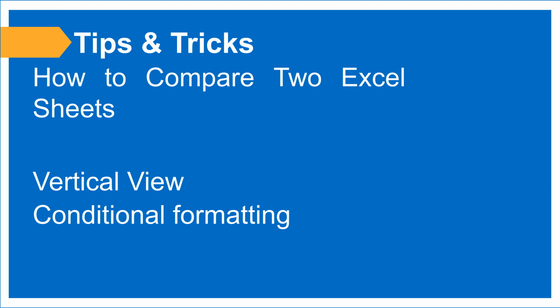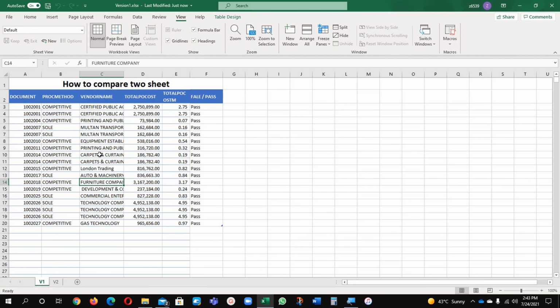Today we are going to learn how to compare two Excel sheets and find the differences. There are two methods: one is vertical view and the second is conditional formatting. Let's begin with vertical view. We use vertical view if we have very little data, and it helps you understand easily.